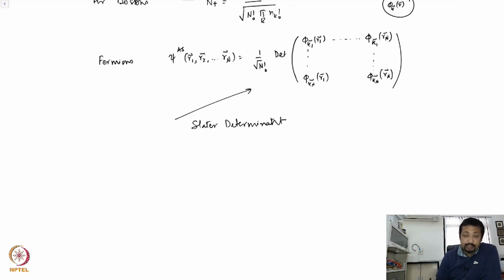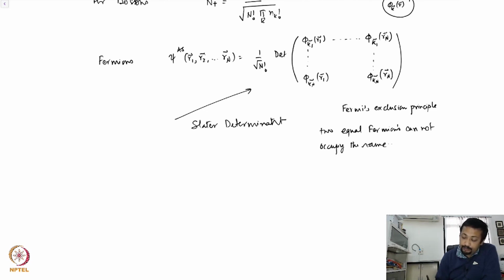From this form of the wave function, it is clear that the fermions obey Fermi's exclusion principle, which states that two equal fermions cannot occupy the same single particle state. For if that was the case, then two of the quantum numbers in the set k1 to kn would be equal, in which case two of the rows in the determinant are going to be equal and the wave function identically vanishes.